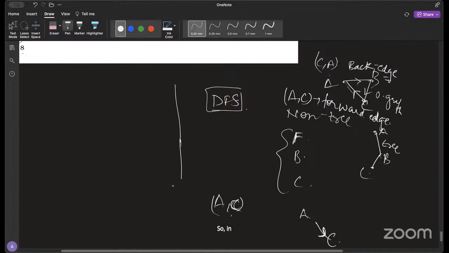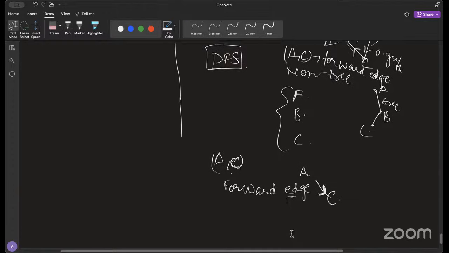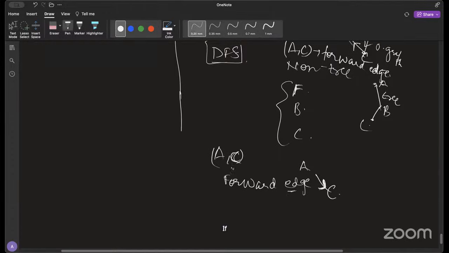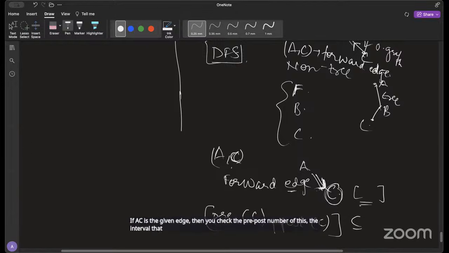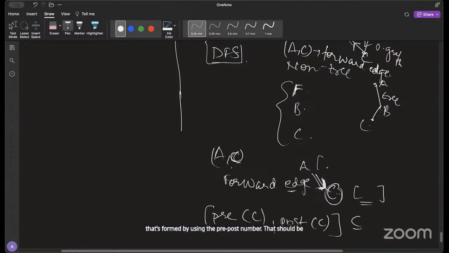So in a forward edge, if AC is given there, then you take pre number of C and post number of C, and then check if it's contained in the pre post number of A. That means the C thing should be contained in this. So if AC is the given edge, then you check the interval that's formed by using the pre post number. That should be contained in this interval.